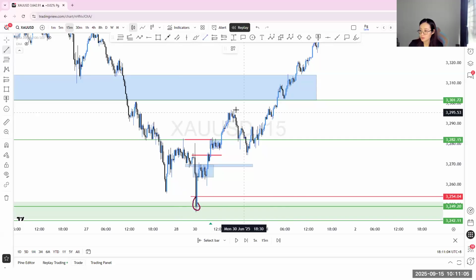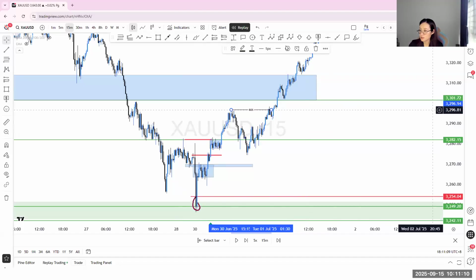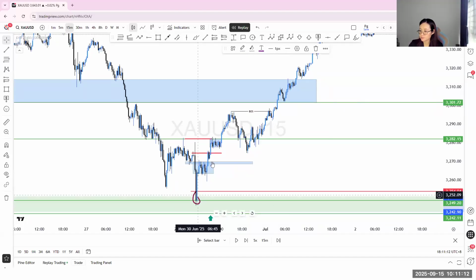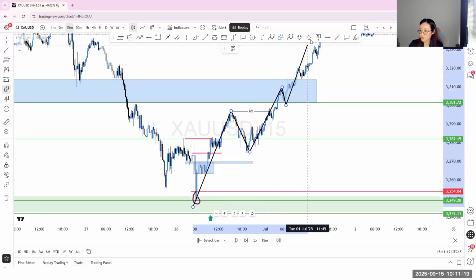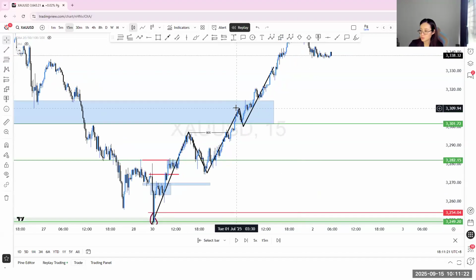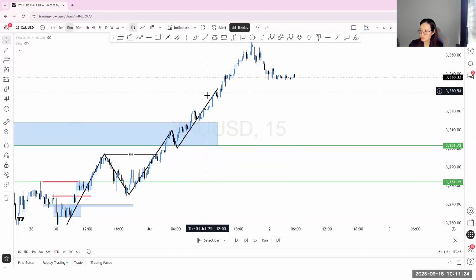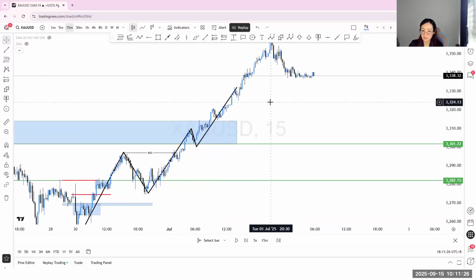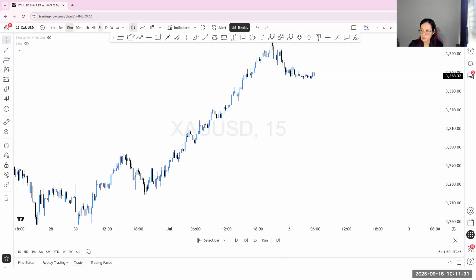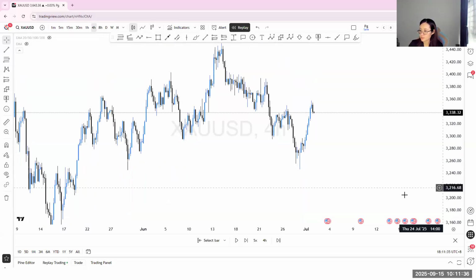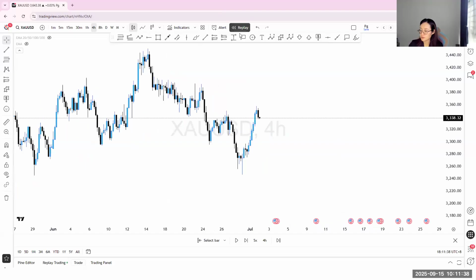Okay, break of structures, right? If you just look at market structure, you will know how to look: higher high, maybe pull back and continue to go higher. Either could be break of structure, break of structure, break of structure in the lower time frame, which is M15. Okay, any questions, guys? I'll go back.